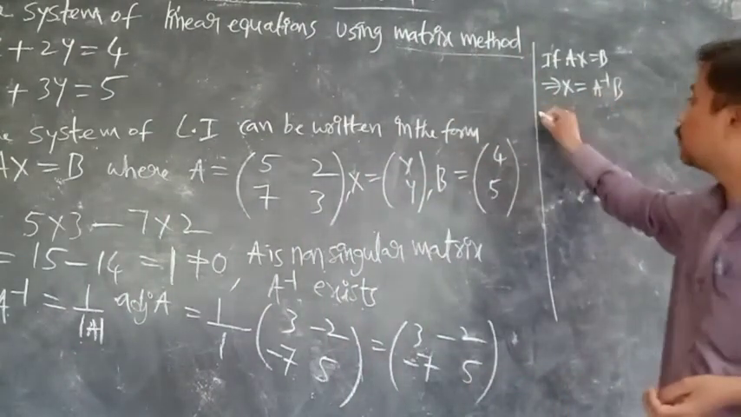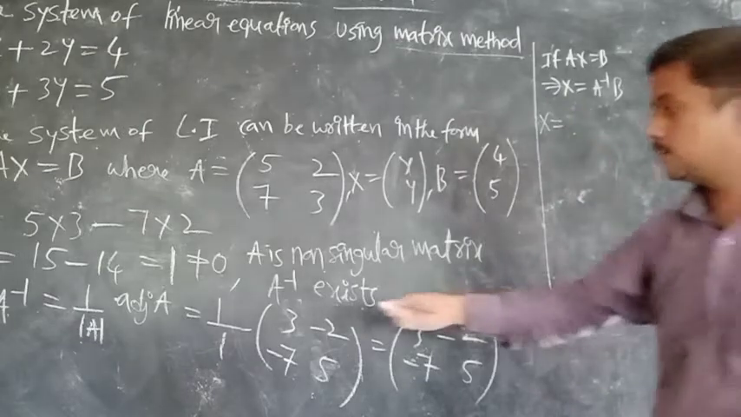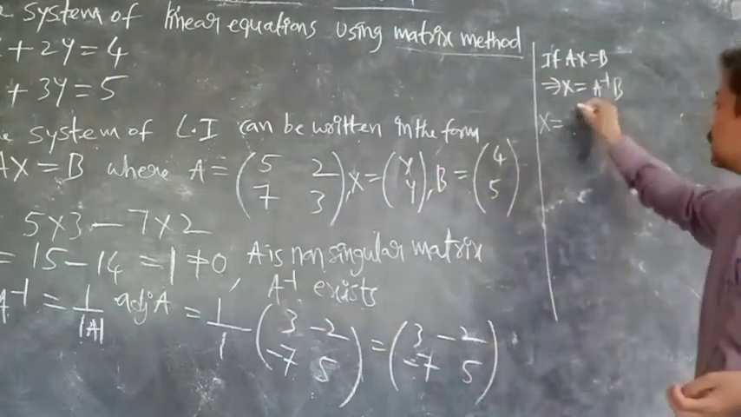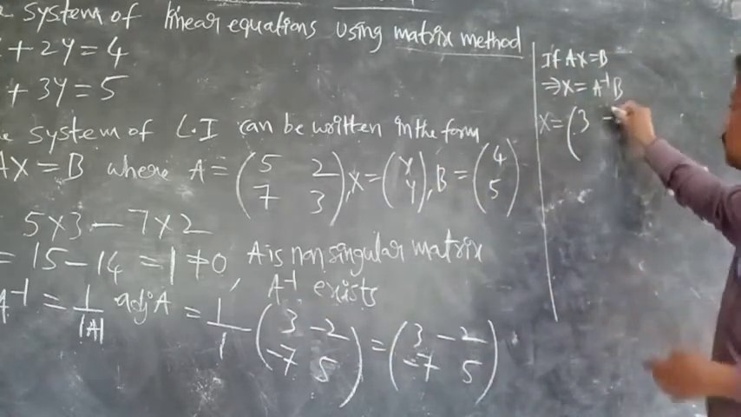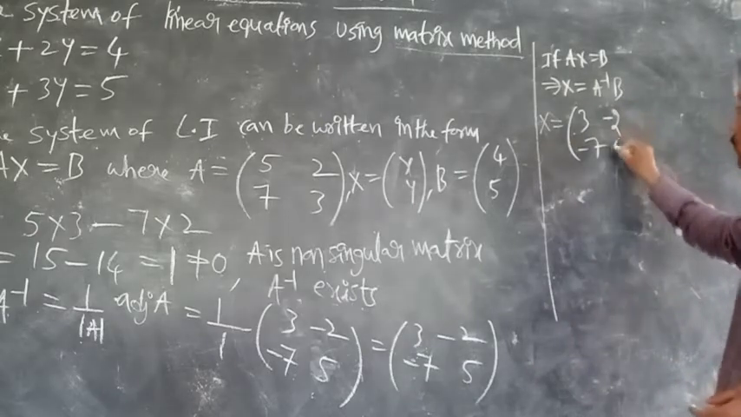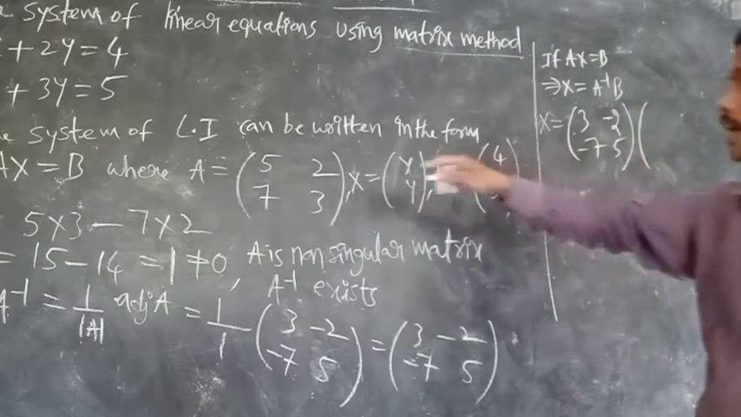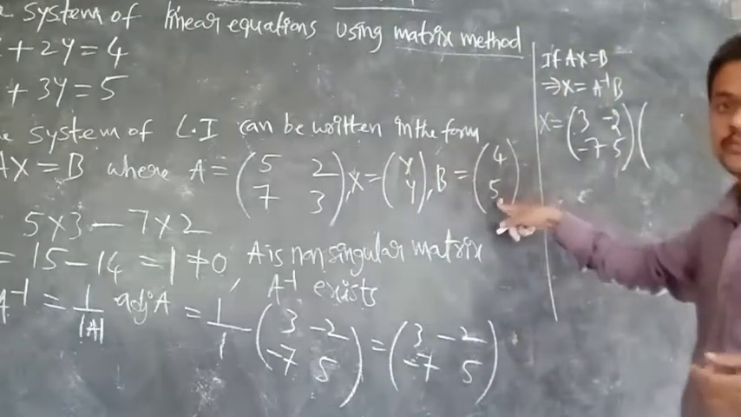Therefore, X is equal to A inverse, which we already calculated, 3, minus 2, minus 7, 5, into B. B, as you can see, is 4, 5. So 4.